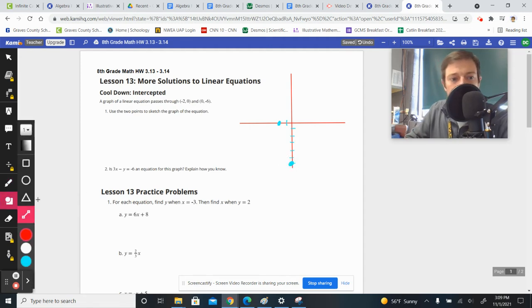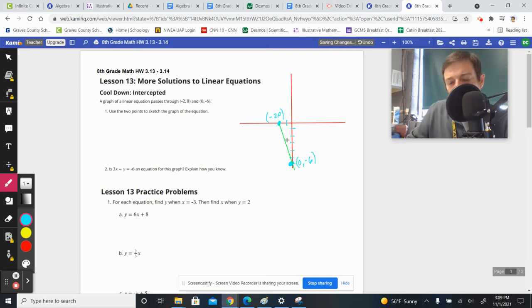And we want to connect those with our line. So we're going to piece those together to show that this is our line right here. It says to graph it, passes through those points, use the 2 points to sketch the graph of the equation. So we have that done. This would be the point (-2, 0). And this one right here would be the point (0, -6). We can tell a lot of things from that graph.